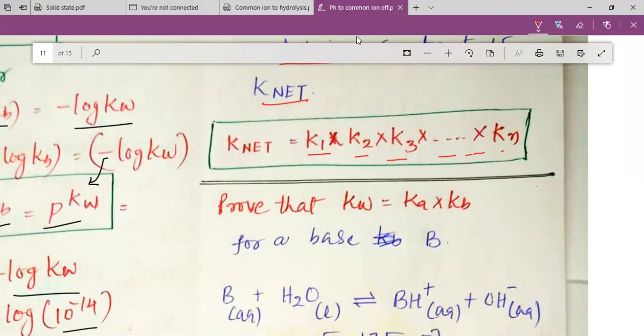Now my dear students, we want to prove Kw is equal to Ka multiplied by Kb. Now before we move, my dear students, I would like you to ask me if you have any doubt. Dear students, whatever I have explained, do you understand it or not? And if you find any doubt, you can ask me now. Or should we move forward?